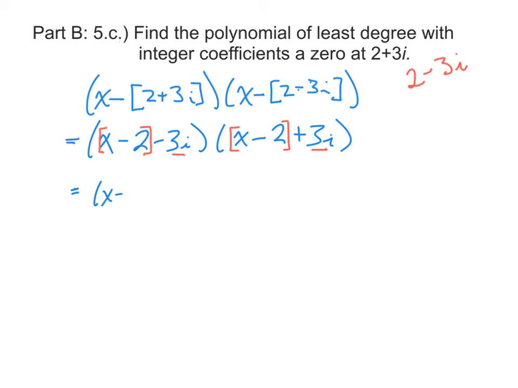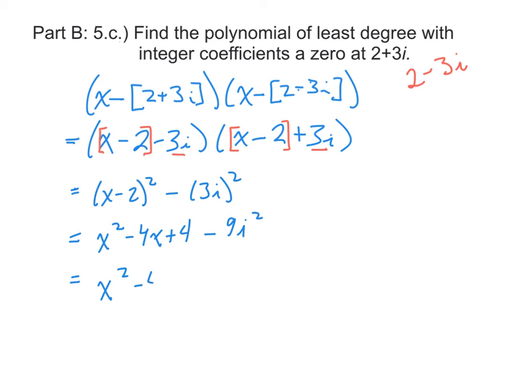This x minus 2 will get squared, and then we'll subtract 3i squared. Foiling out the x minus 2 squared, we know that's x squared minus 4x plus 4. And 3i squared is going to be 9i squared. Simplifying this last one bit, x squared minus 4x. And then we have to deal with the plus 4 and the minus 9i squared.